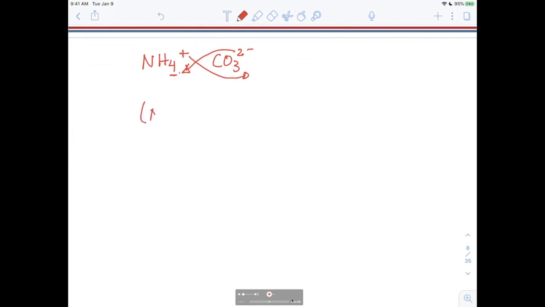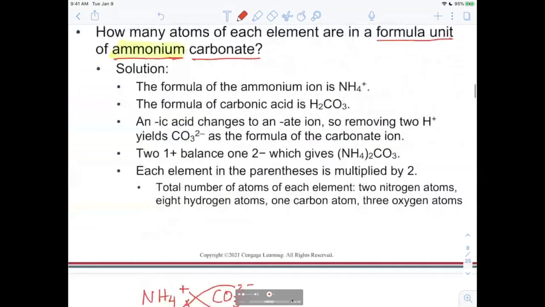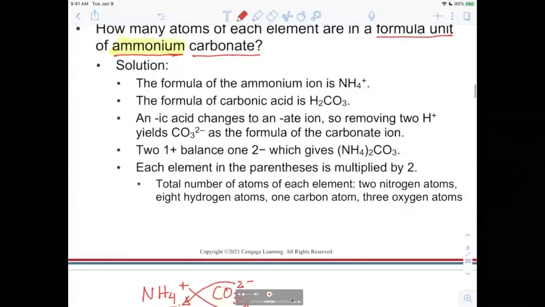So I'm going to write NH4, 2. Then here, since I have positive, this is positive 1. The positive 1 is implied. We never write the subscript 1. So I'm just going to write CO3. No need for parentheses because I'm not bringing in a non-1 number. So I leave it as is. I have ammonium carbonate. The question says, find, what was it? Oh, number of atoms of each element.